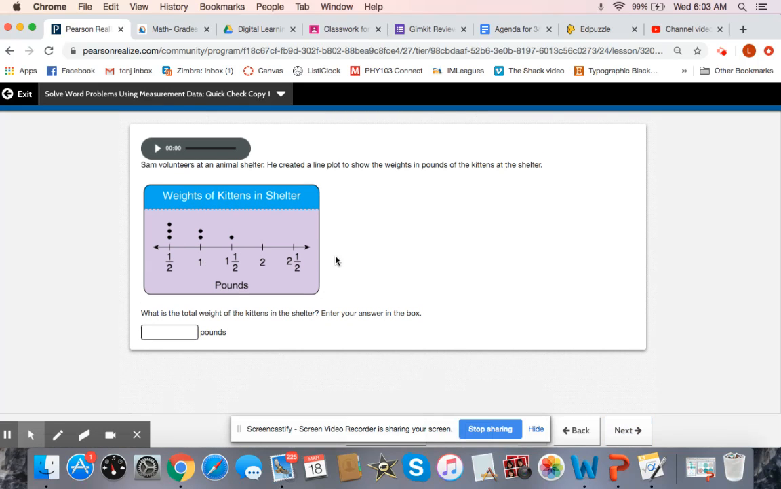The next one, the same exact thing. To find the total amount of pounds all of the kittens weigh, add up all the values. 1 1/2 3 times, 1, 2, and 1 1/2. Add them all up, you get 5 pounds.